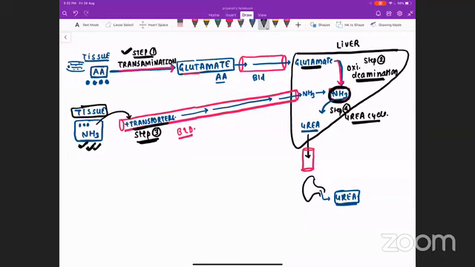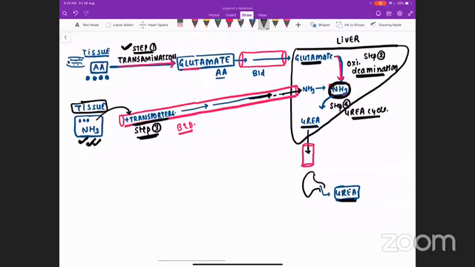Via that, the ammonia will travel all the way to the liver, and in the liver, this ammonia will convert into urea, and that urea will be excreted out via the kidney. That will be step 4. So we need to see the details of these 4 steps. We'll start with step 1, then steps 2, 3, 4.